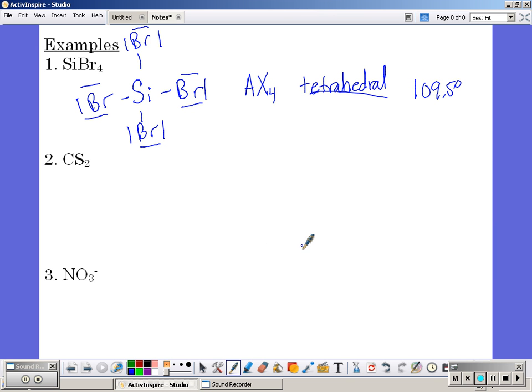Now CS₂, carbon would be in the middle. I would have 2 sulfurs coming off of the carbon. I would satisfy the sulfurs, and then carbon would not be satisfied. So I do actually have to have 2 double bonds. So I would have AX₂ as my class, which means I am linear in shape. So my bond angle is 180.